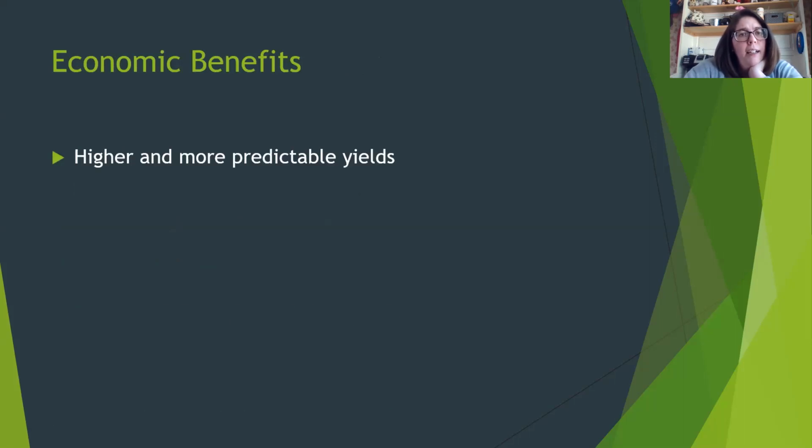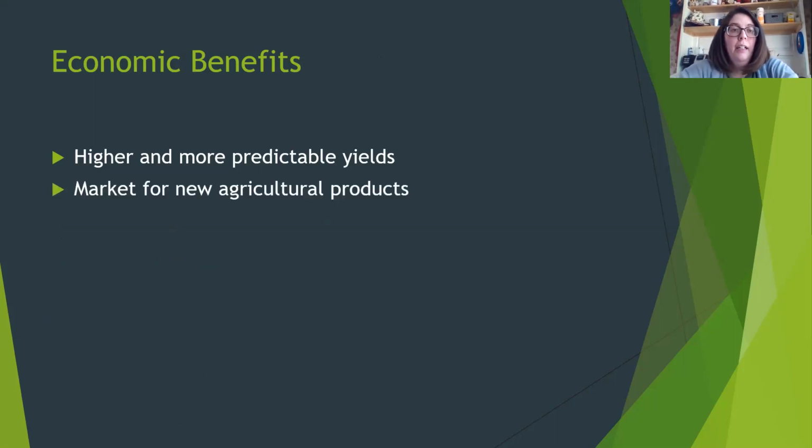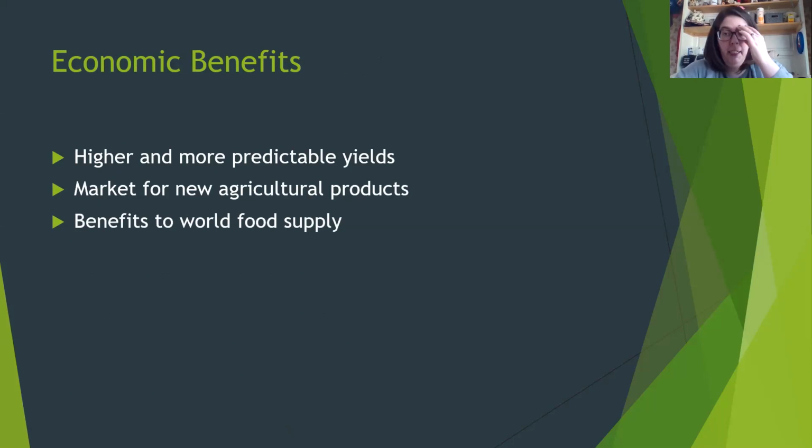Economic benefits: higher and more predictable yields with these genetically modified plants. We know if we plant an acre of genetically modified corn, we're going to get a higher yield because we've genetically modified it for that. Then there's a market for new agricultural products. Hey, we have this new GMO, and this is what it's going to bring you: a higher yield. And a benefit to the world food supply.